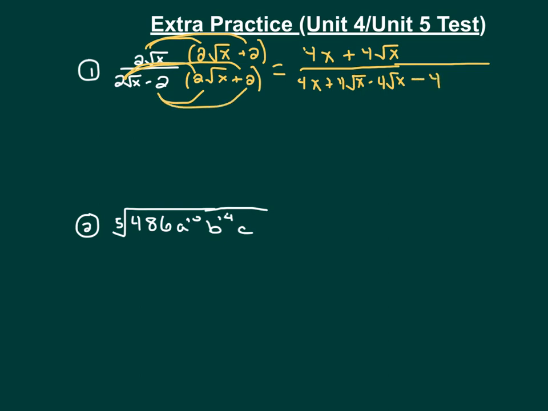Now, the reason we multiply by conjugates in the denominator of the fraction is so that these two middle terms here are going to cancel off. So a positive 4 radical x and a negative 4 radical x are going to cancel off. So at this point, we're left with 4x plus 4 radical x over 4x minus 4.